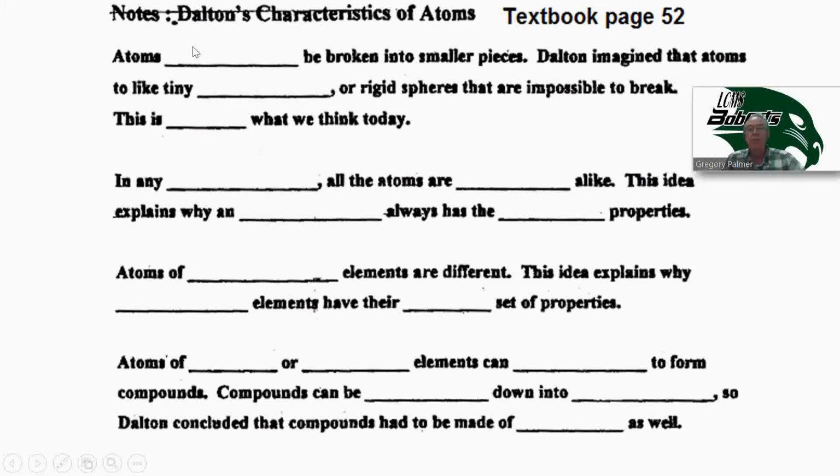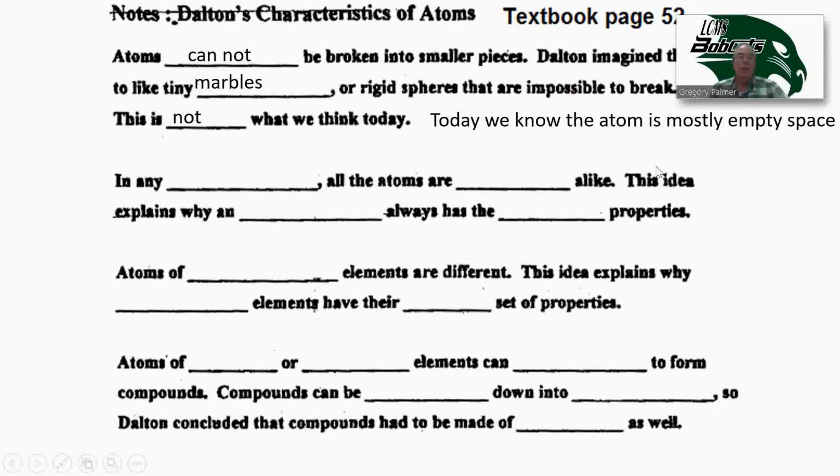Another important thing that we reviewed a couple of times this first 9 weeks are Dalton's characteristics of atoms. Dalton said that atoms could not be broken into smaller pieces. He believed that they were like tiny hard marbles or rigid spheres that were impossible to break. This is not what we think today. Today, from Rutherford on, we know that the atom is mostly empty space. Some of the things that Dalton said should seem obvious today. For example, he said in any element, all the atoms are exactly alike.